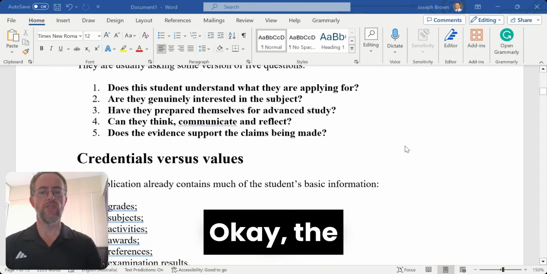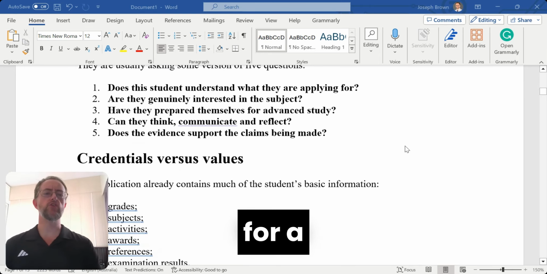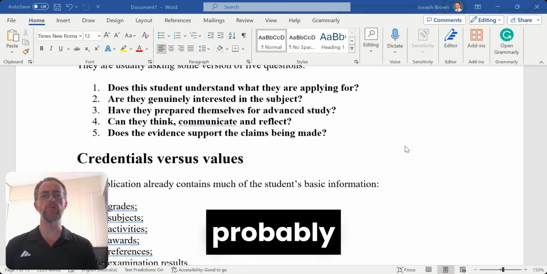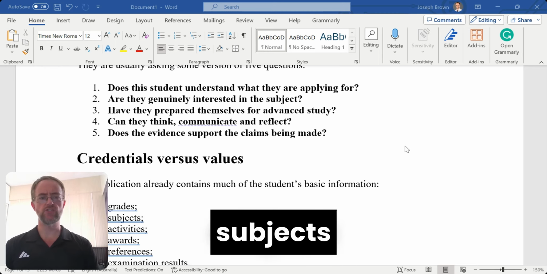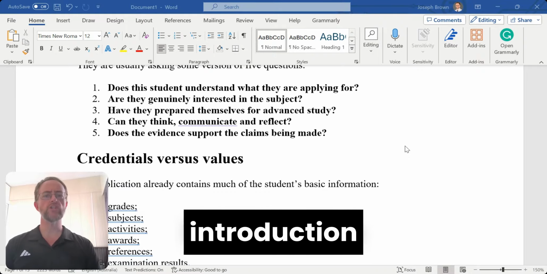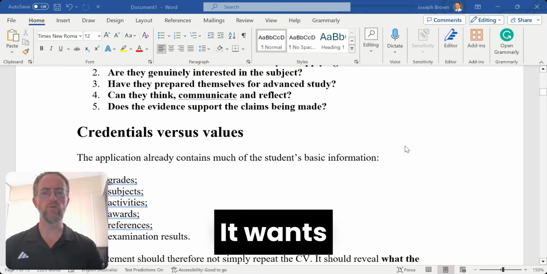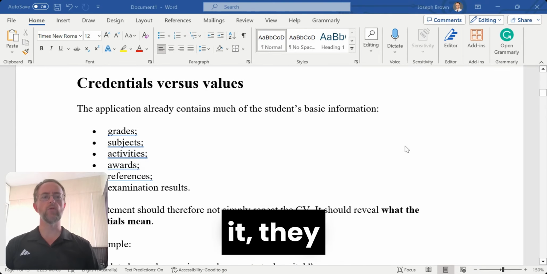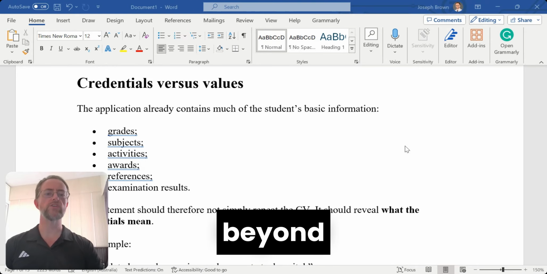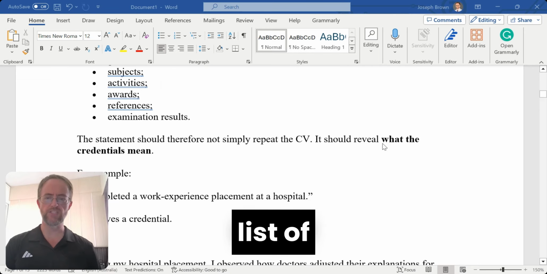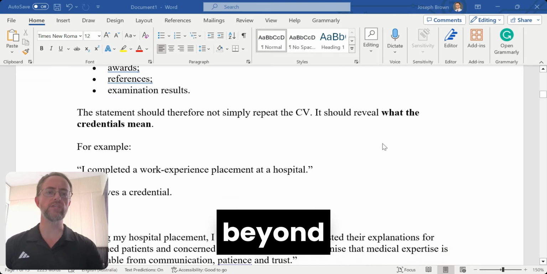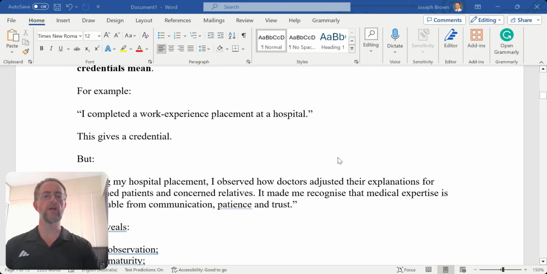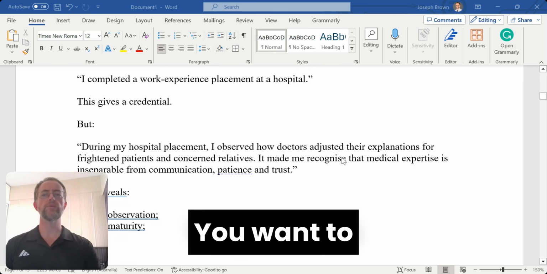Okay? The big consideration here as well is that you're writing for a human audience and you are not simply giving credentials. A lot of your application is probably going to give your grades and the subjects you studied and the things that you did, but your letter of introduction wants to go further than that. It wants to show the kind of person you are and give the values. And when that audience is reading it, they want to get a sense of who you are beyond just credentials. Everyone's going to be giving a list of credentials, but you want to go beyond giving a list of credentials. You want to be exploring what these things reveal about you. You want to be going further.